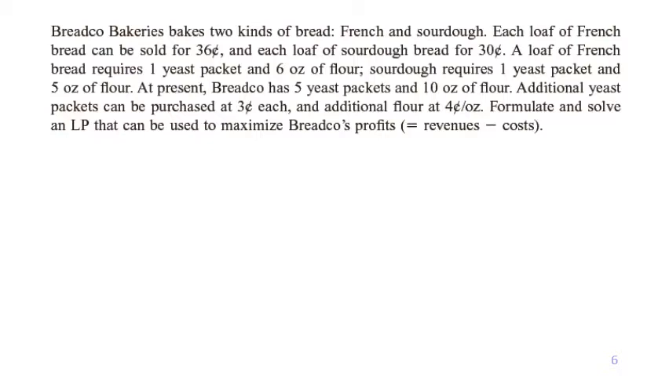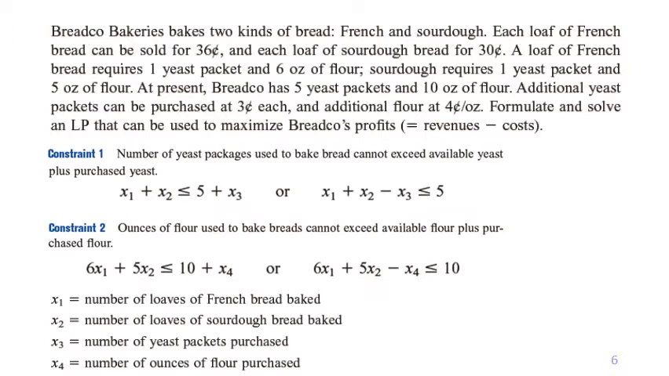Now we have two constraints in this problem. The first constraint is related to the yeast packages, and the second one is related to the ounces of flour. Of course, it makes sense that when you make this bread, the yeast packages that you use cannot exceed what you have on hand, plus the additional packets that you purchase. Same with flour, what you use to produce the bread cannot exceed the flour that you have on hand, plus the additional flour that you purchase, right?